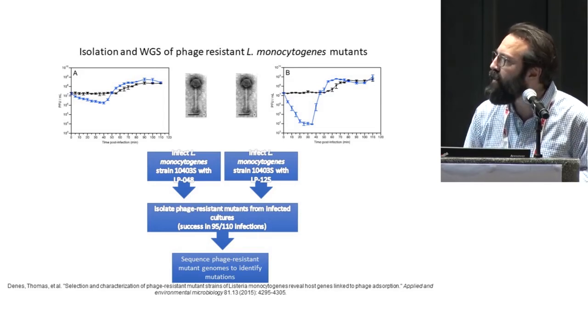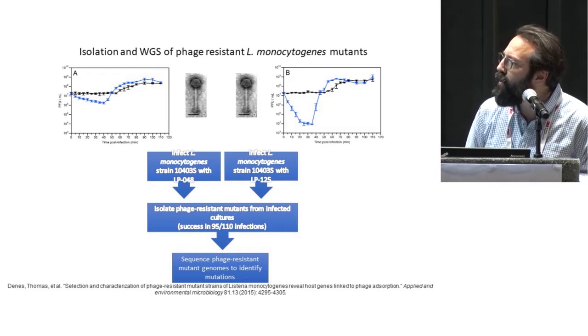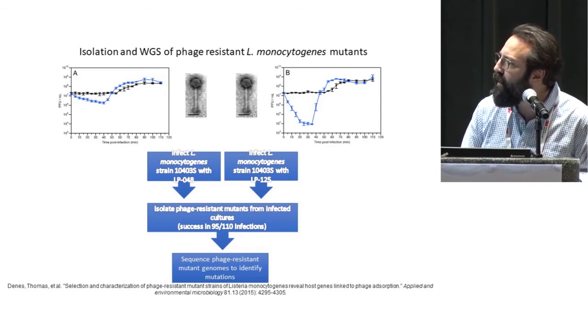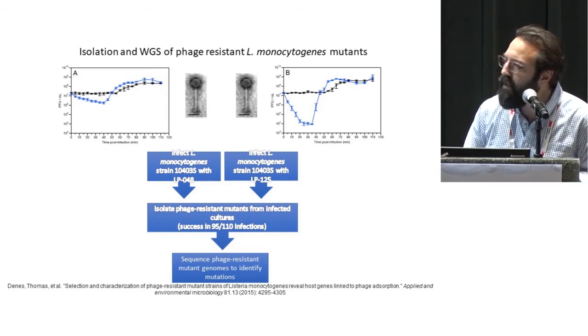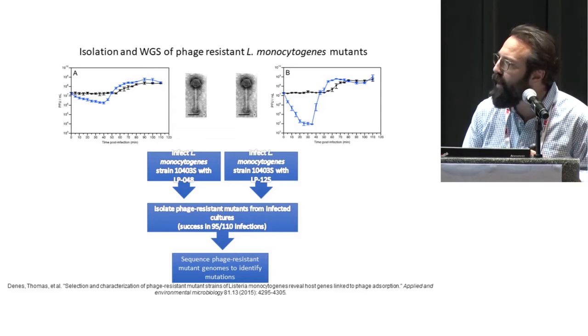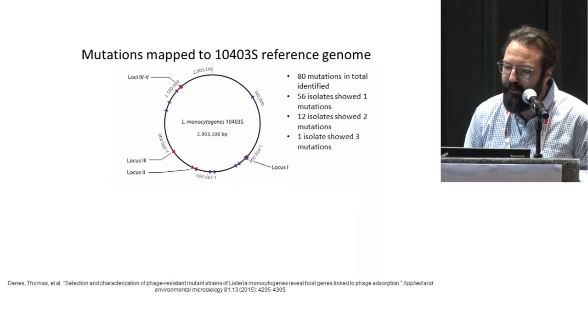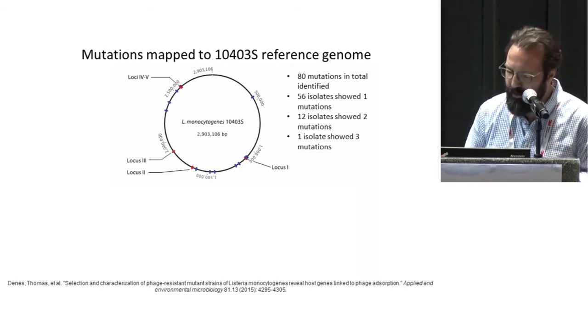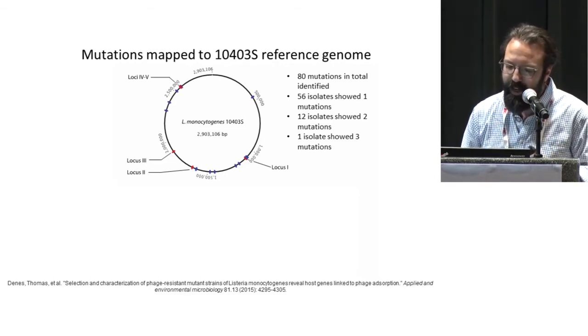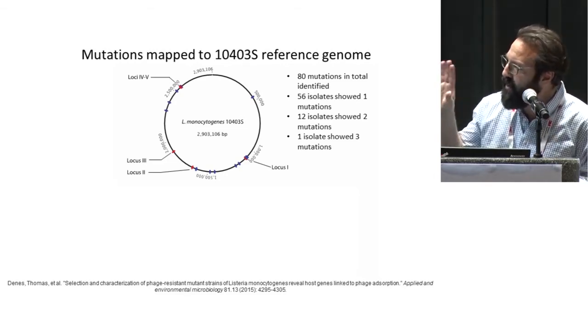And so they did this, where they infected L. mono with those 2 phage strains and then selected for resistant mutants, sequenced these with whole genome sequencing, and then went on to identify the differences. So what did they find? They found over 80 mutations in total that were located in 5 distinct loci. And if you mapped out specifically the single mutations, they mapped out to about 10 genes in these 5 loci.